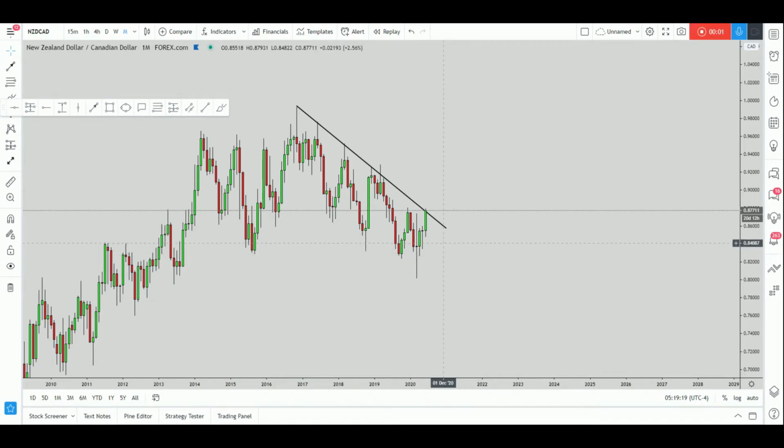Okay, so what kind of situation do we currently have on NZDCAD? Now, from a monthly point of view, we have a market that clearly has created this very strong descending trend line. And currently the market is testing it. Now, this trend line has been tested many times. 1, 2, 3, 4, 5, and this is the sixth time that the market goes to test this trend line. Will it break it, or will it show a retracement?